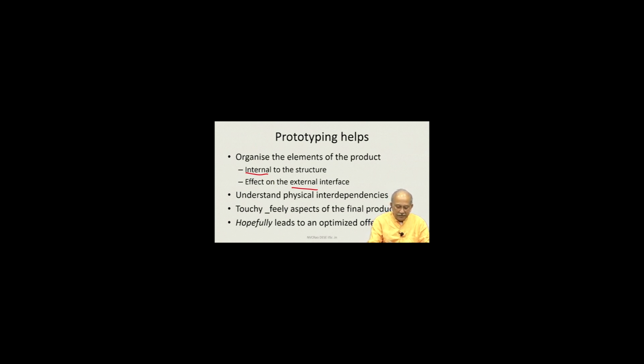So, we have loosely used the word physical interdependencies. Physical interdependencies talk about how things internal to the structure affect the external dependency. So, even a small thing like this wireless device which I am carrying, everything depends on everything else. So, we know about it.